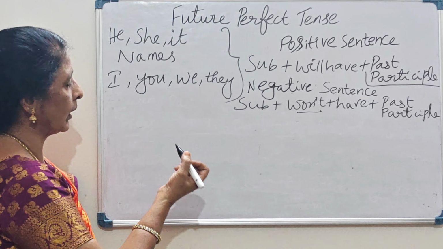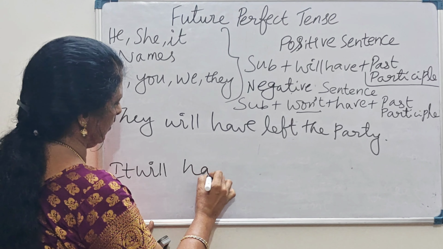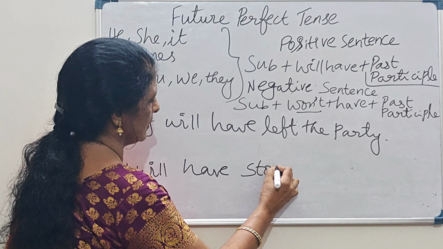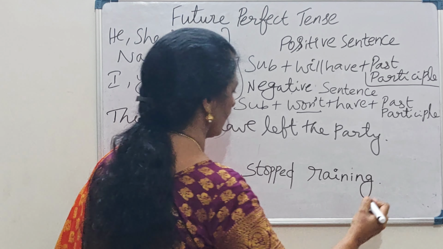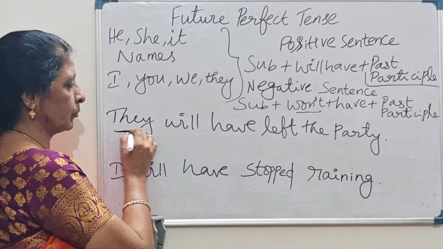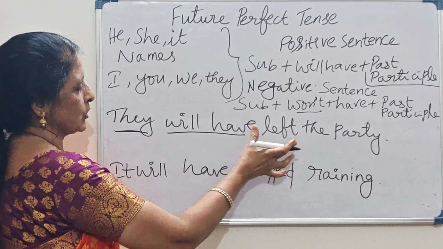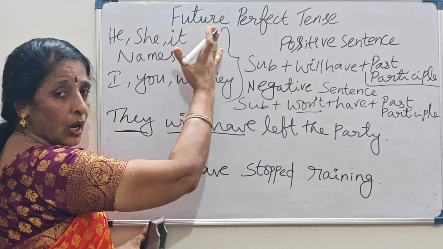Next one, they will have left the party. And next one, it will have stopped raining. You see, subject, will have is for future perfect tense and left is the past participle. So will have left is very important for future perfect tense.